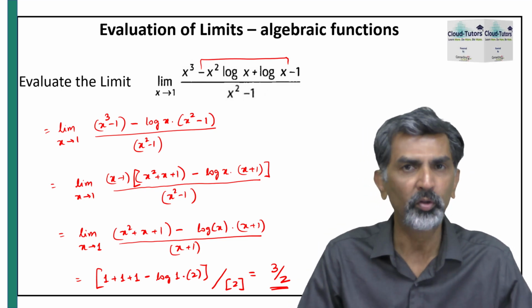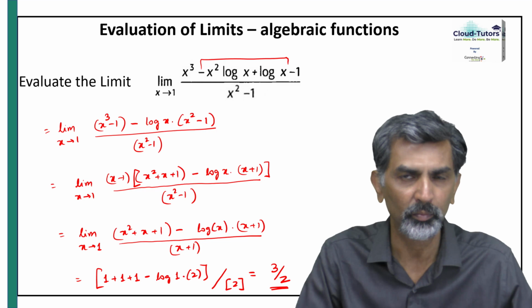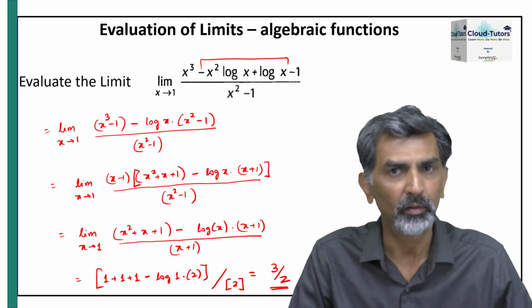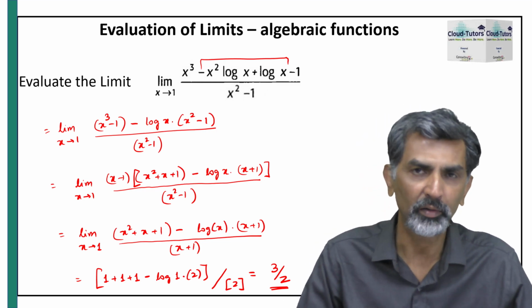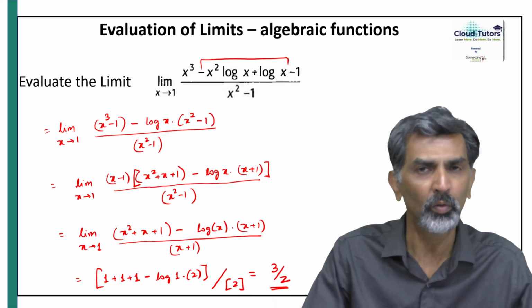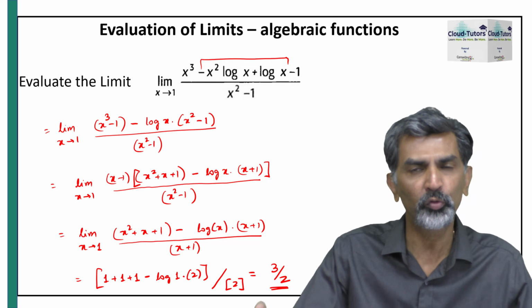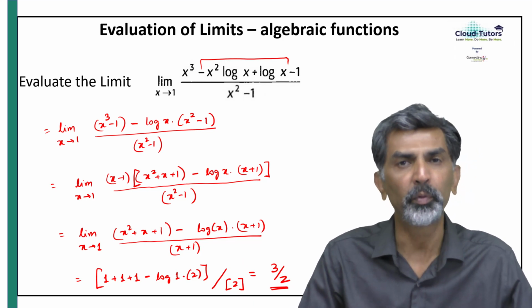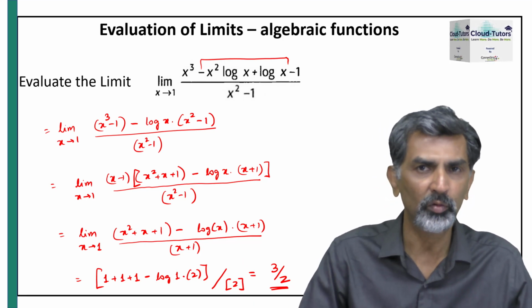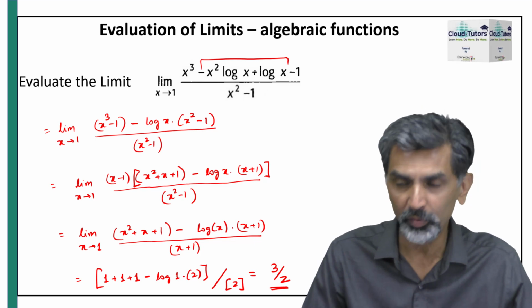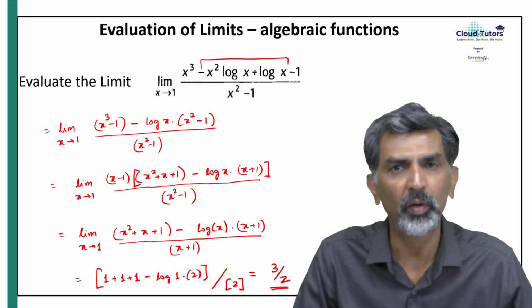Realize that you can't substitute x is equal to 1 in the first step, because then again the denominator becomes 0 and the expression becomes undefined. Therefore, we went through a few steps of simplification before we substituted x is equal to 1. So the limit exists and it is equal to 3 divided by 2.